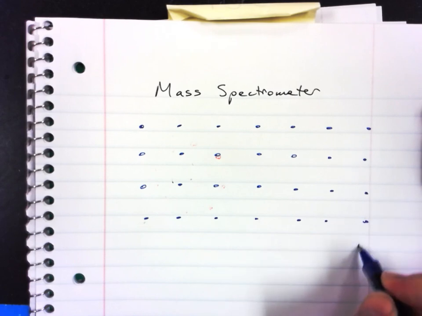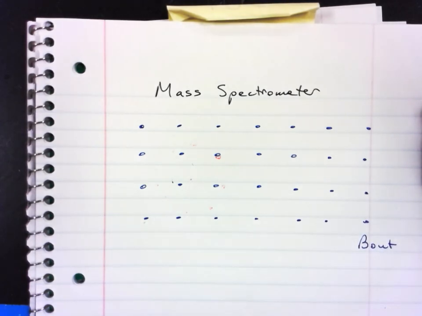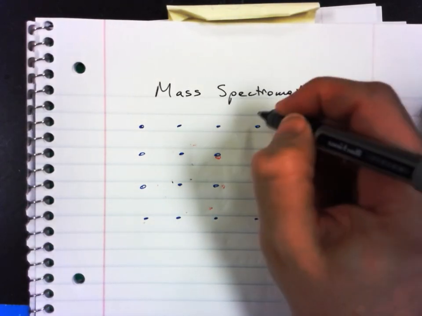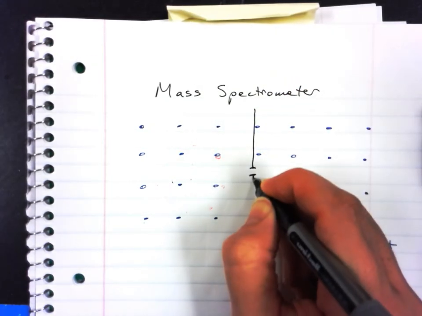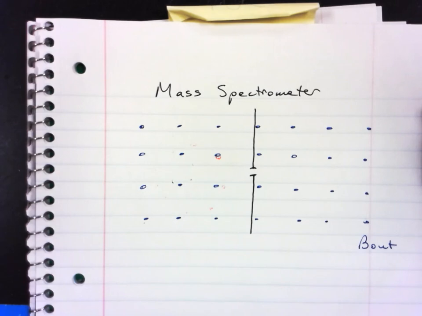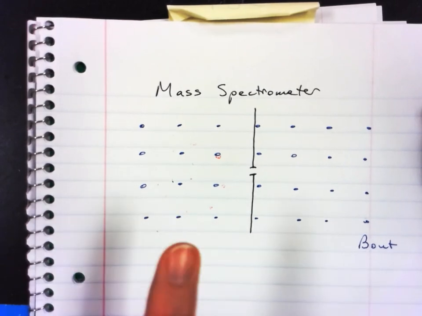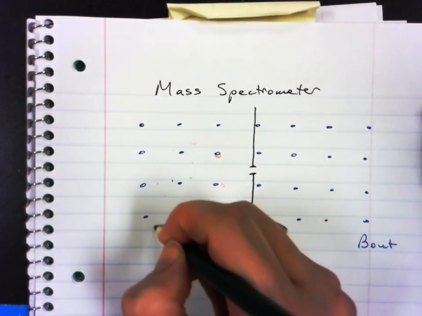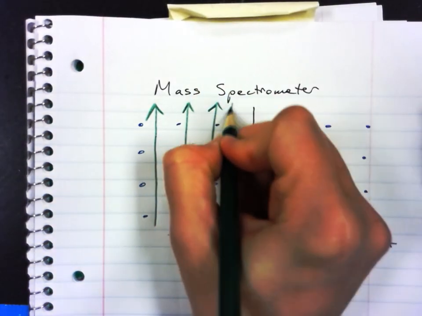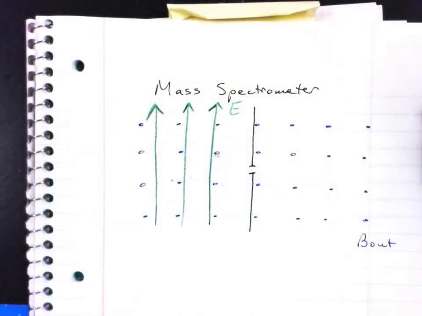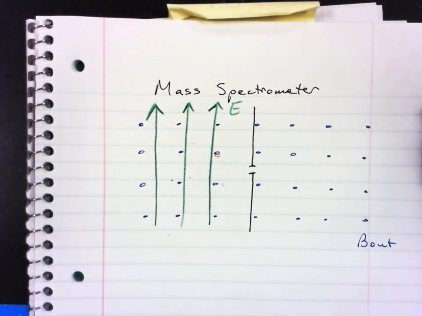So, big magnetic field out of the page. But then we're going to break it into two regions. And we're going to put a little tiny gap here. So on this side, we're going to make an electric field pointing towards the top of the page. So this is the exact situation we were just talking about.